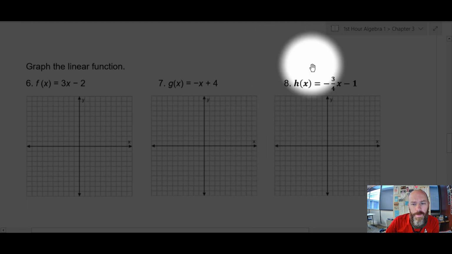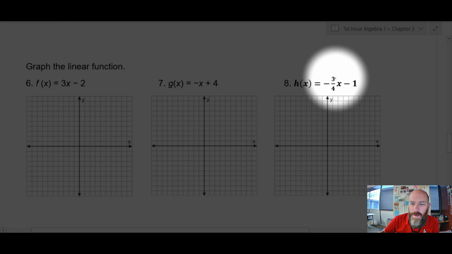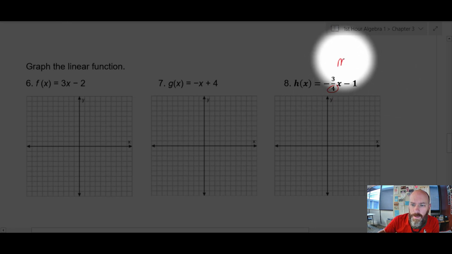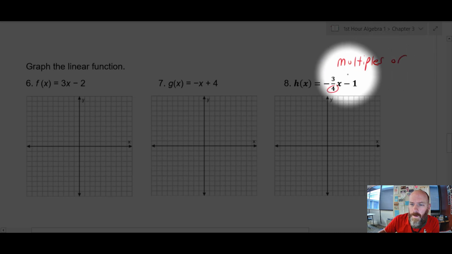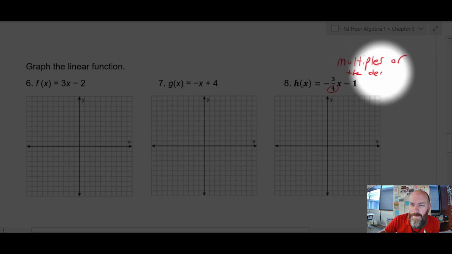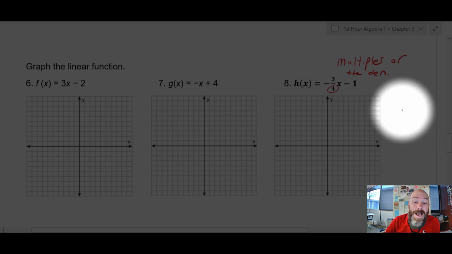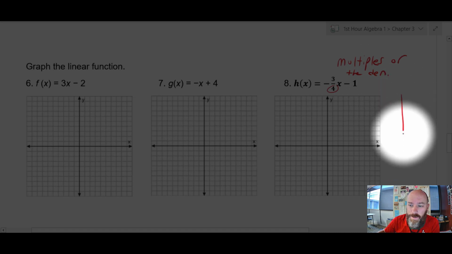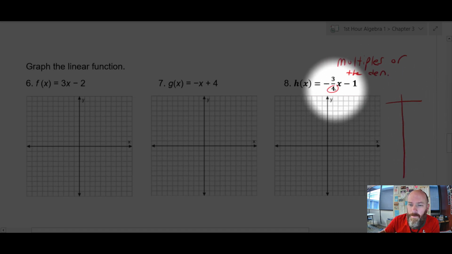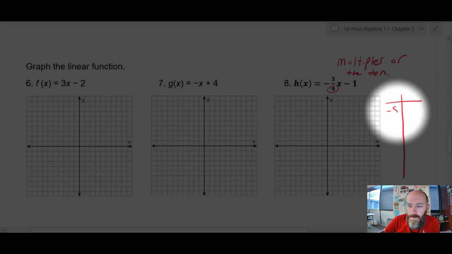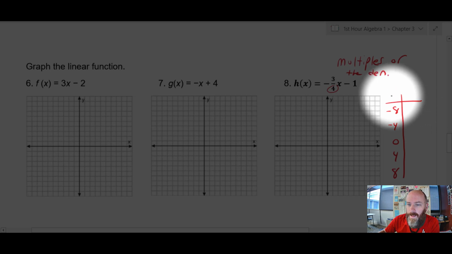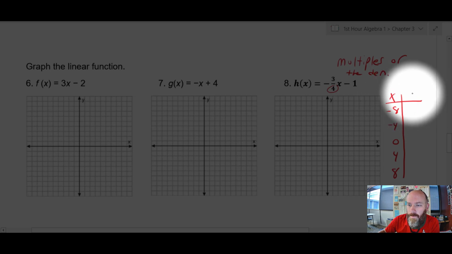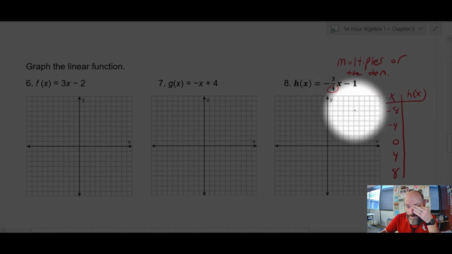I will recommend that when you do number 8, if you do number 8, you want to use multiples of the denominator. If you do that, you're not going to have to plot any fractions. So if you do your little t-chart here, multiples of the denominator would be like -8, -4, 0, 4, and 8. And that way, you will not have any fractions or decimals to graph.